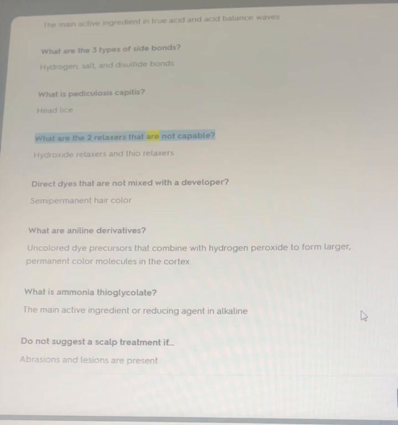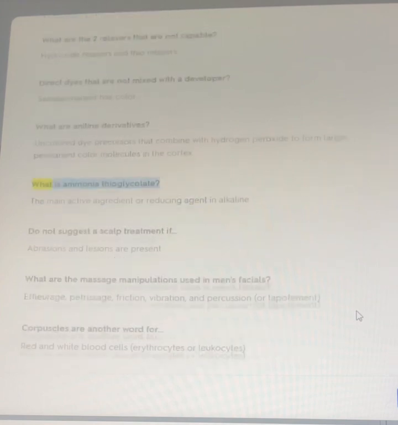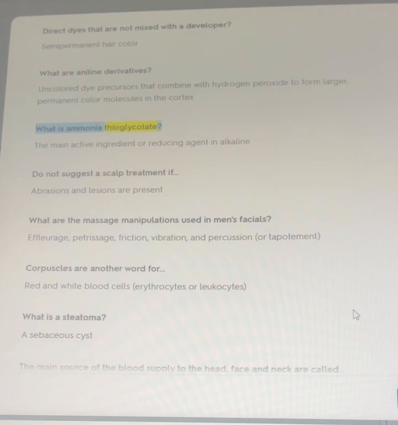What are the two relaxers that are not capable? Hydroxide relaxers and biorelaxers. Direct dyes that are not mixed with a developer? Semi-permanent hair color. What are aniline derivatives? Uncolored dye precursors that combine with hydrogen peroxide to form larger, permanent color molecules in the cortex. What is ammonia thioglycolate? The main active ingredient or reducing agent in alkaline waves.